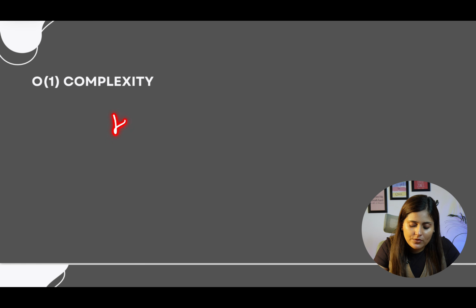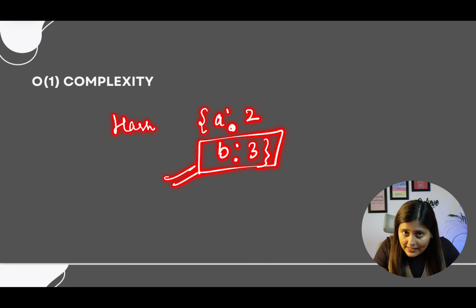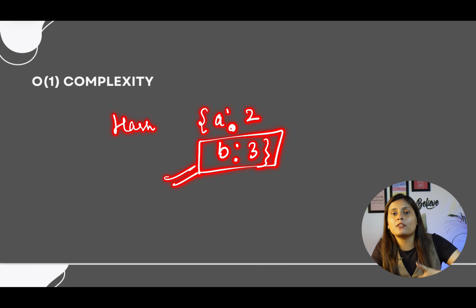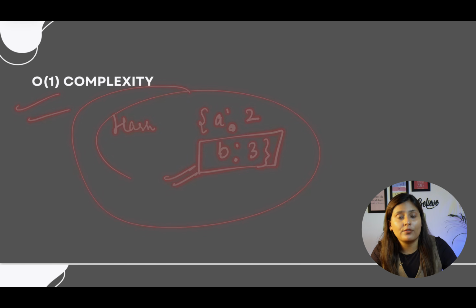Or else, suppose we have a hash map, and in the hash map for key, like suppose A, we have value 2. Similarly, for B, we have value 3. So when we want to read the value for a key from the hash map, that also takes constant time. So when we say O of 1, all these types of operations we mean to say.